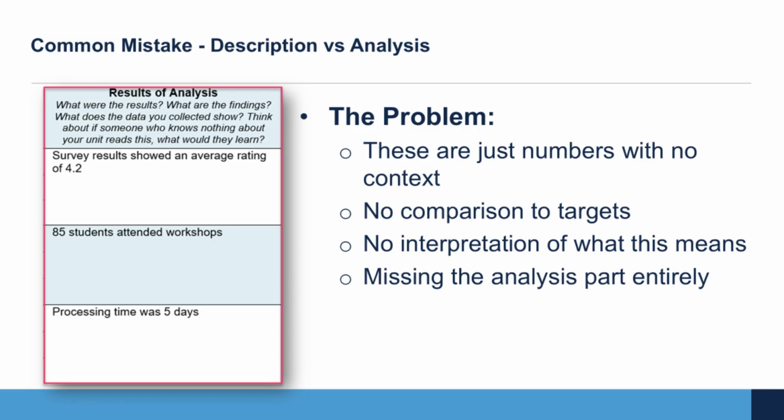Here's a common mistake: just describing numbers without analysis. Someone writes, survey results showed an average rating of 4.2, or 85 students attended workshops, or processing time was 5 days. The problem? These are just numbers with no context. There's no comparison to your targets, no interpretation of what this means, no analysis at all. You're missing the most important part.